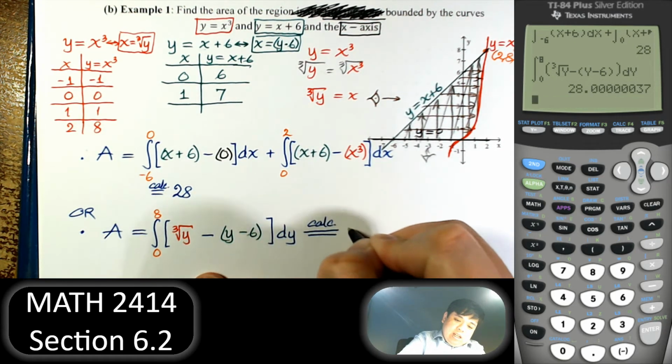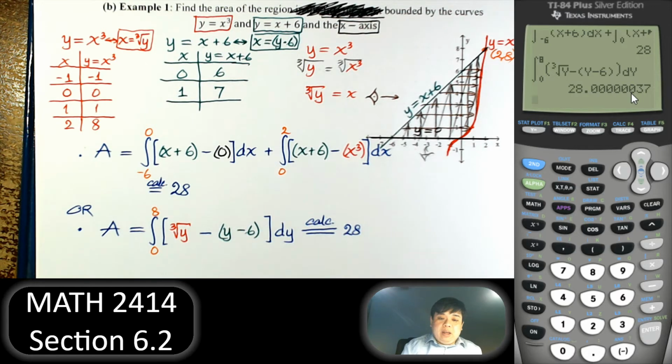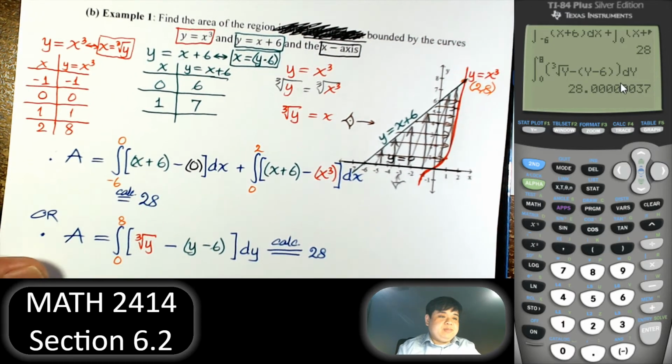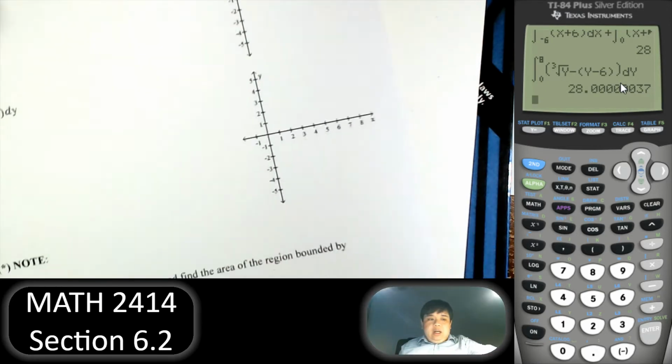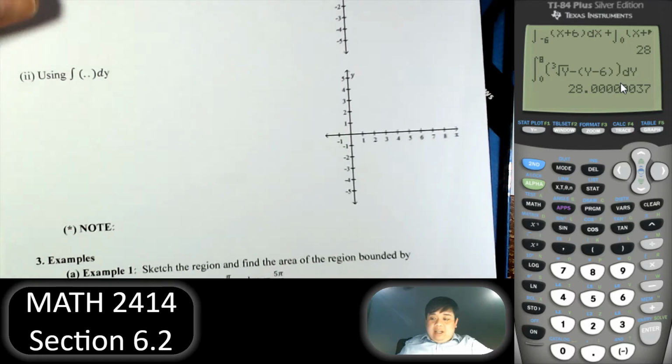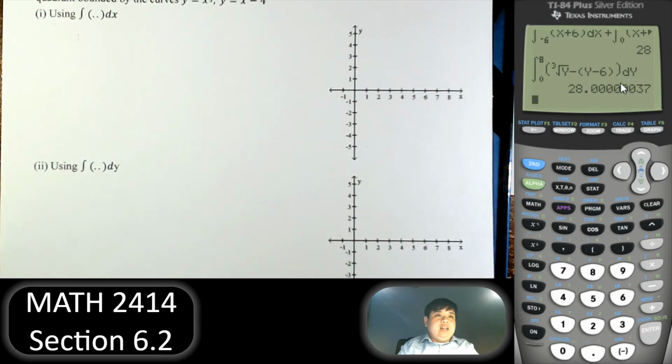It is 28. However, when the calculator does the computation, it's just an approximation calculator. This calculator cannot integrate. It can only estimate the area. And then there's some machine error here. So I have to expect that to be just 28. So if we have dx, it's upper function minus lower function. If we have dy, it's going to be the function on the right minus the function on the left.